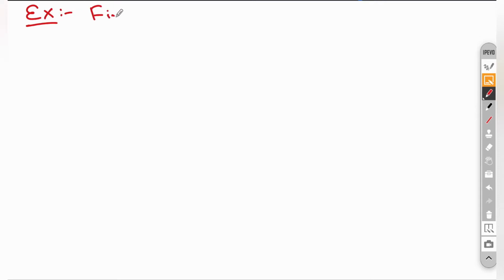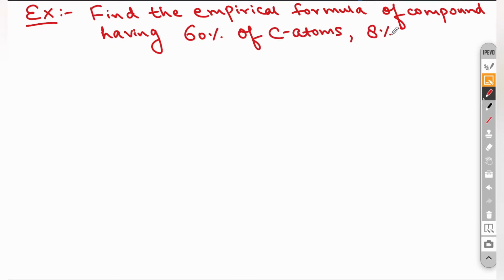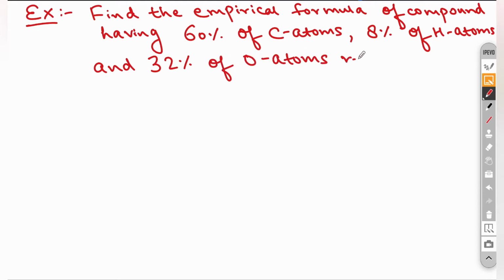Example: find the empirical formula of a compound having 60% of carbon atoms, 8% of hydrogen atoms, and the rest, which is 32%, of oxygen atoms in it respectively. We need to calculate the empirical formula. So we'll apply the concept which we learned earlier in 3 steps.